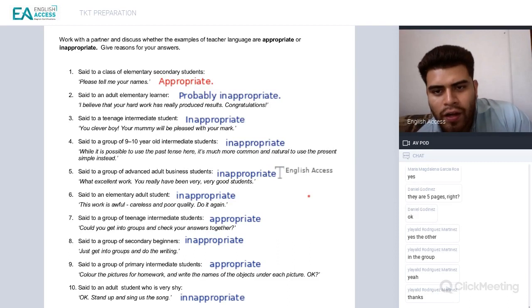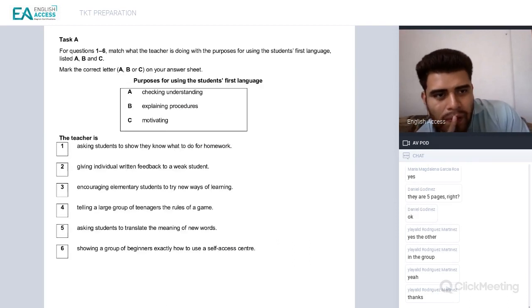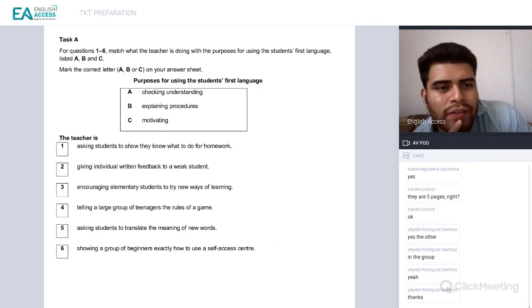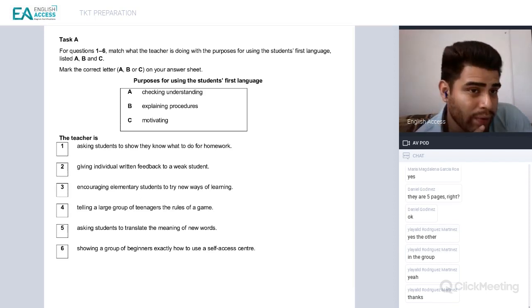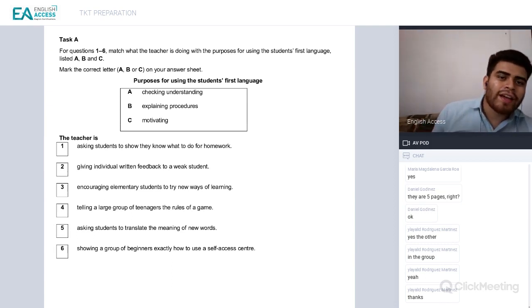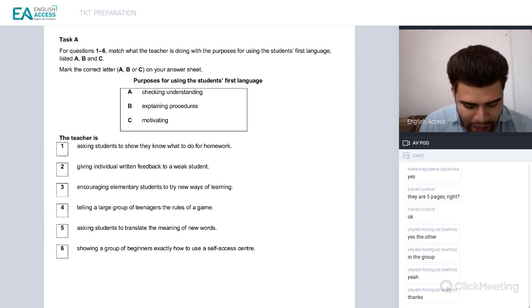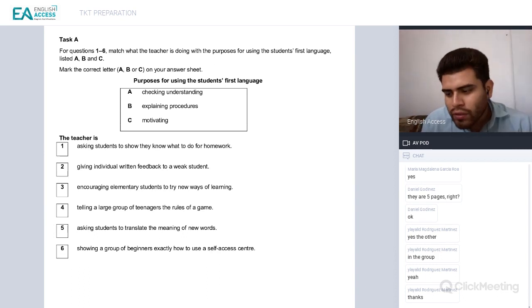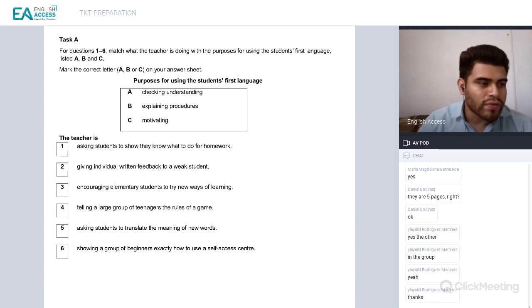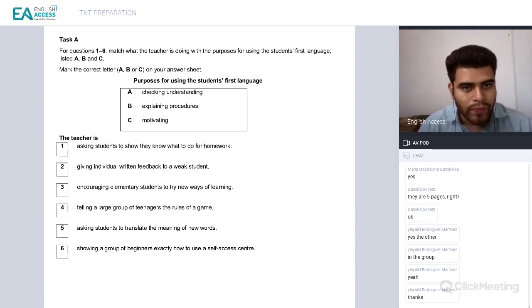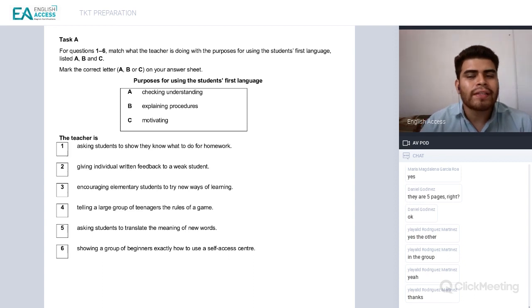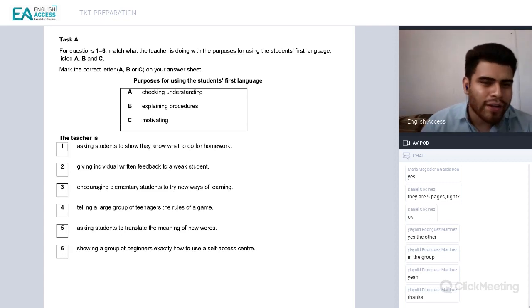Okay. Now let's move on. For questions 1 to 6, match what the teacher is doing with the purposes for using the student's first language, listed A, B, and C. Now, as you all know, it's better to never use Spanish in our classes, but sometimes it is necessary, and there are a few exceptions. All right, so let's look at this.